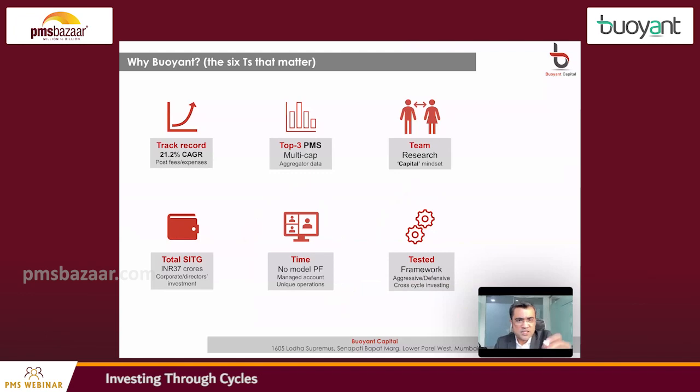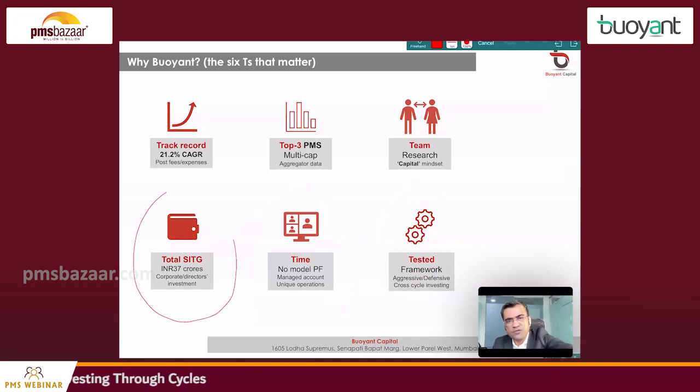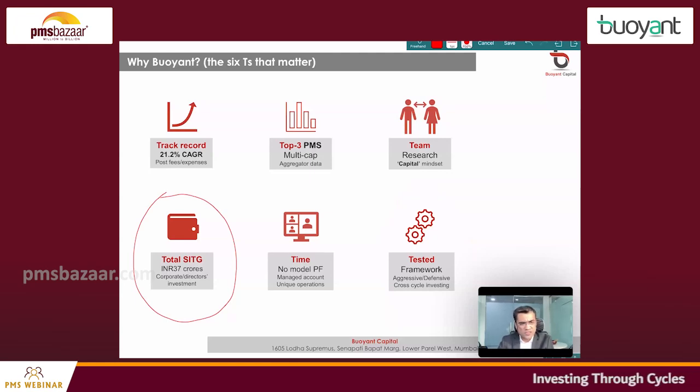The last point is in terms of skin in the game, and this is a topic which is very close to our heart. If we are asking you to invest in a fund that we run, then ideally we should also be investing through these funds.